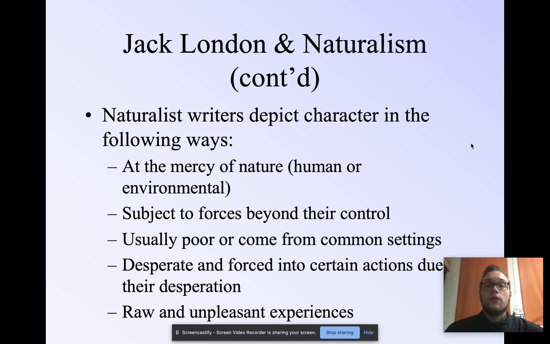Okay. So what we're going to see in The Call of the Wild specifically is you'll notice that there's a lot of descriptions of setting. And it's because the setting, this brutal northern climate on this really bad Klondike Trail, is forcing certain decisions by characters. All right. It's influencing them in ways that are beyond their control. All right.